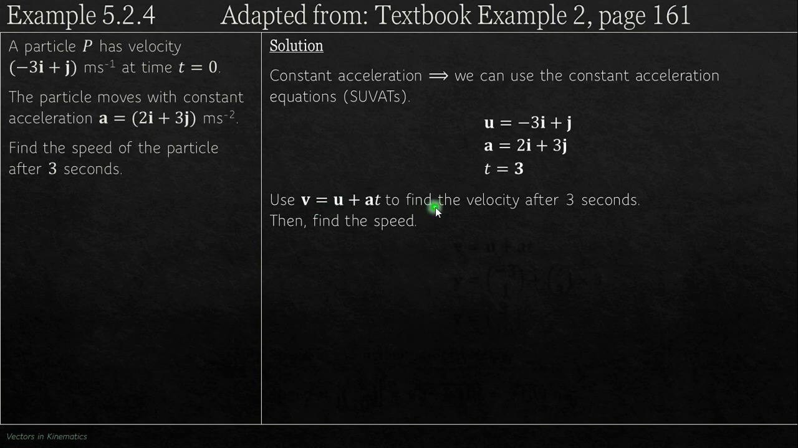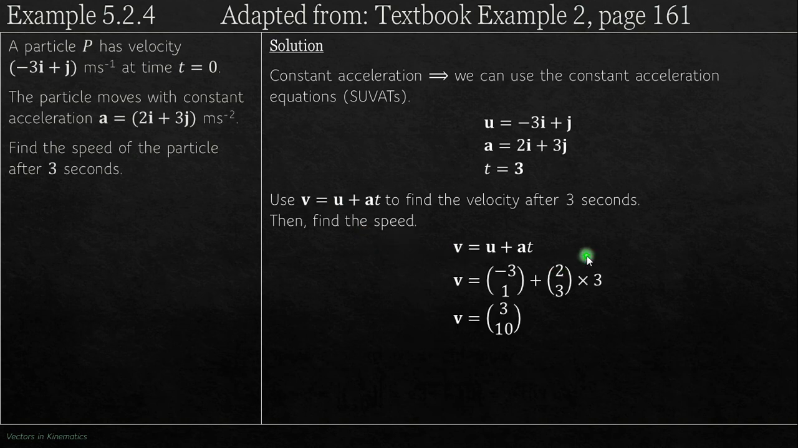So here's my strategy. I'm going to use that to find the velocity after 3 seconds, and then I've noticed that the question wants the speed, not the velocity. So once we've found velocity, we're then going to turn it into speed. So subbing everything in, I'm using column vectors because I prefer them over ij notation. It's up to you what notation you want to work with.